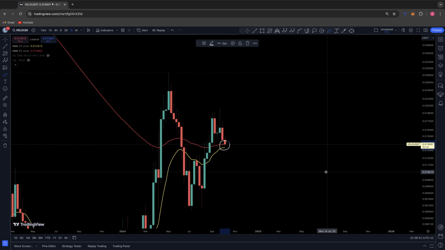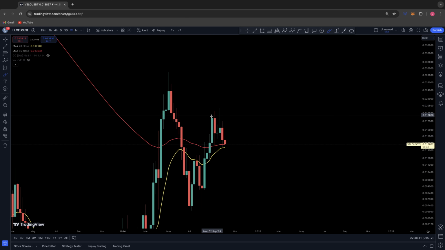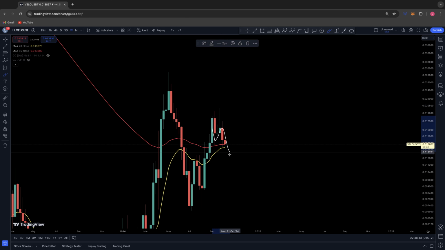and the 20 EMA currently sits at 0.0133. So we need to see these hold, or we could potentially be coming back for a bit more of a larger C wave correction here, where it might look like we're going to reverse these EMAs and drag these down, but I think this will just offer a prime opportunity for a spring breakout here for VELO in the next couple of months.